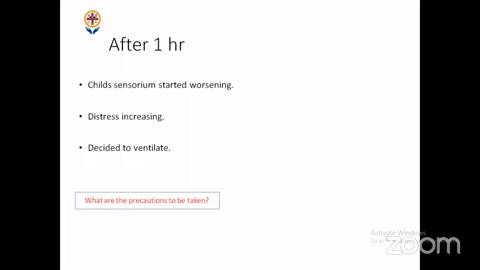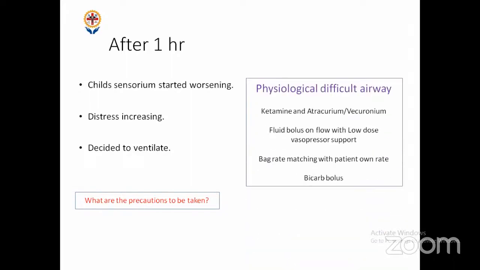Correct. Step by step. Yeah. So first thing, respiratory wise, you pre-oxygenate and you can give bag and mask ventilation, matching the rate with the patient's rate, and sedate them, paralyze, and give the fluid bolus. And you can even try a low dose vasopressor to maintain the BP in this child, and a bicarb bolus. So these are the things we need to do when you are ventilating this child.